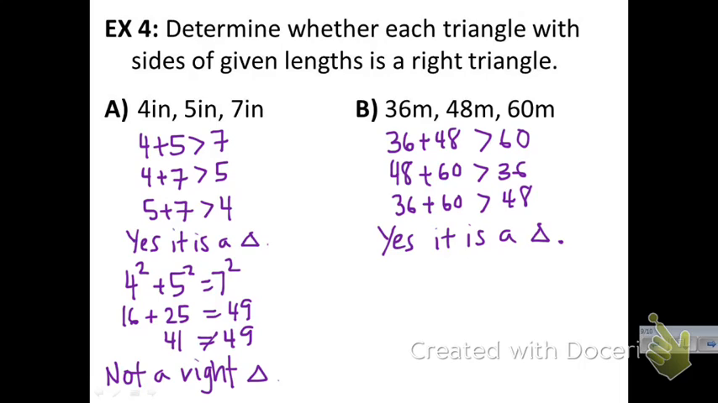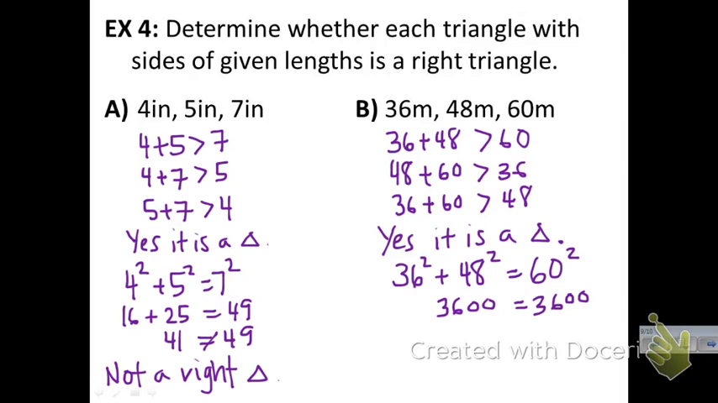Okay, next we need to determine if it's a right triangle, so we will take 36 squared plus 48 squared, and because 60 is the biggest one, we put it on the other side. And 60 squared is 3600. And I know that when we add 36 squared plus 48 squared, it also gives us 3600, and we can see that those are equal, so it is a right triangle.